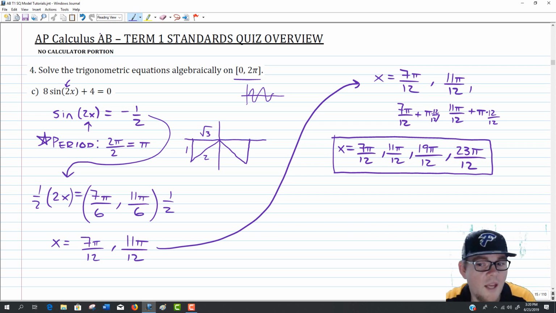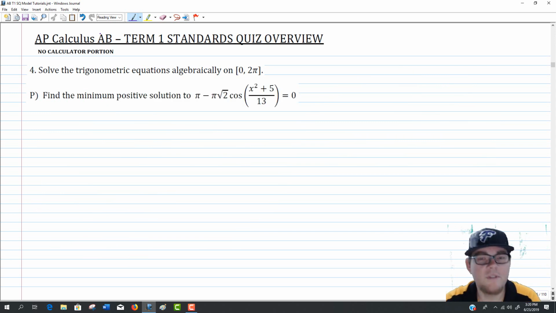Typically, by the way, in the standard quiz, I will tell you there are four solutions just to remind you and jog your memory, but you might not have to. Okay, so that brings us to the plus question.